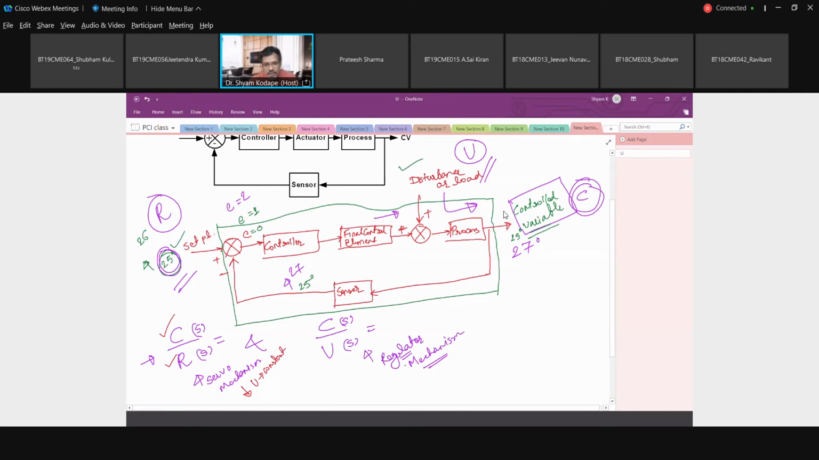Similarly, what is a regulator mechanism? It is the study of the variation of control variable with the load variable with time for constant set point. For constant set point, R is constant; it is C by U. In C by R, U is constant. Are you getting my point? Is this okay?